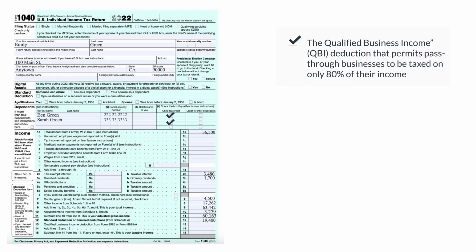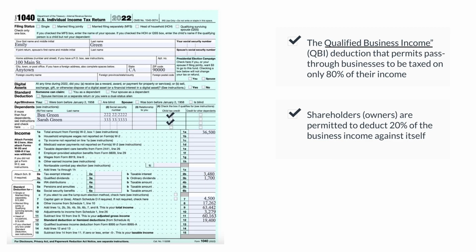The Tax Cuts and Jobs Act, TCJA, introduced in 2018 a qualified business income, QBI deduction, that permits pass-through businesses to be taxed on only 80% of their income. This QBI deduction was necessary to keep pass-through business tax rates reasonably in line with corporate tax rates, which were reduced to 21% under TCJA.